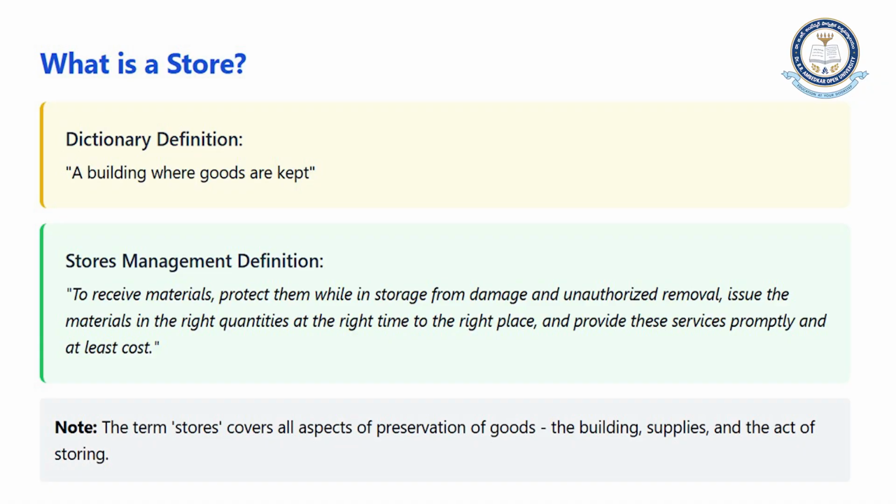Now, what is a store? First we need to know what a store actually is. It is a building where goods are kept. It is a building, or a godown, or a warehouse where goods are stored or kept. Here we have given a definition of stores management: to receive materials, protect them while in storage from damage and unauthorized removal, issue the materials in the right quantities at the right time to the right place, and provide the services promptly at least cost.